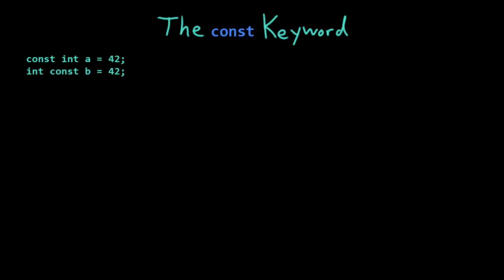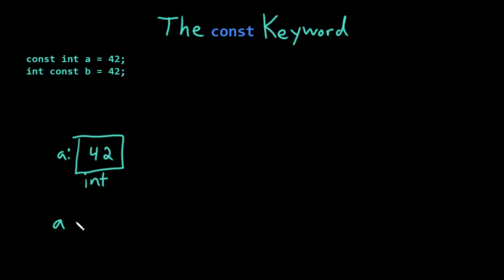In C++, the const keyword means that this variable can never be reassigned. So in this first example, let's see what happens. Let's first take the int a equals 42 part. This will create a new int variable. Its name is a, and it has a value of 42. It's a const variable, meaning this variable can never be reassigned.